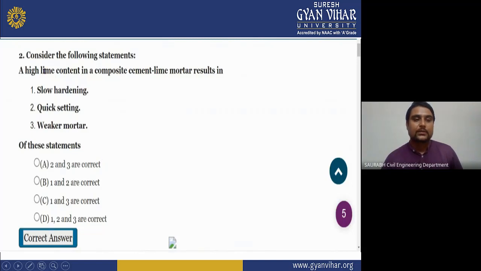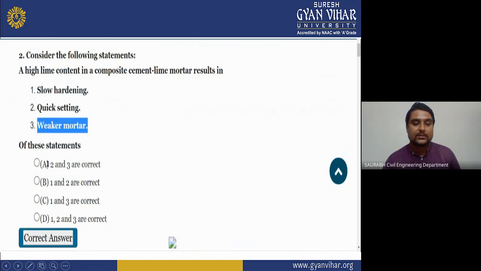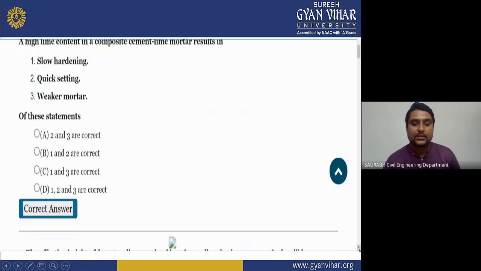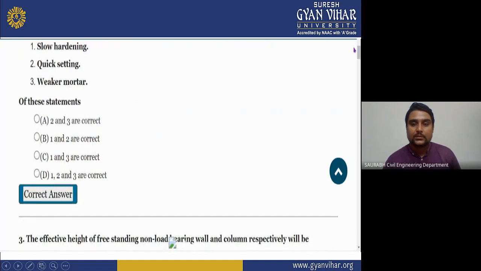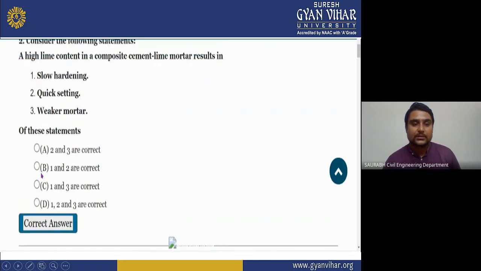Come to the next question. Consider the following statements. High lime contained in a composite cement lime mortar results in: 1, slow hardening, 2, quick setting, and 3, weaker mortar. And there are three statements. First option is 2 and 3 are correct. 1 and 2 are correct. 1 and 3 are correct. 1, 2, 3 are correct. Here the right answer will be, as we all know, B. That will be your right answer.